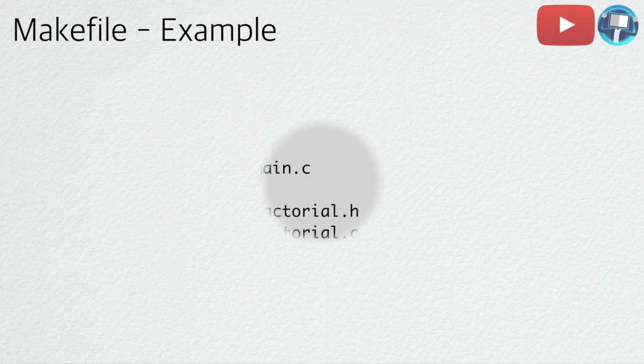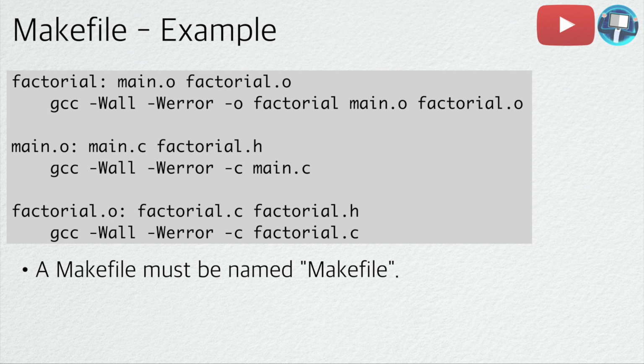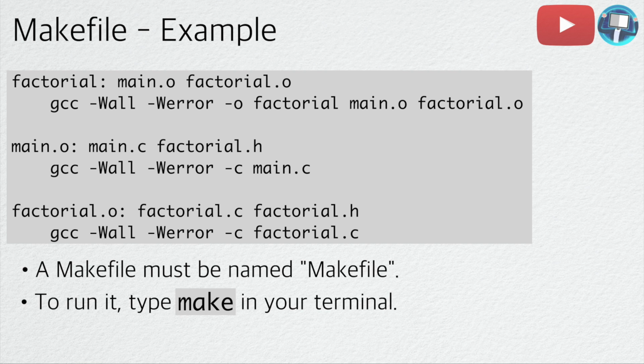Here is a Makefile for the factorial program. There are three rules in total. In the first rule, the target file is factorial. The prerequisites are main.o and factorial.o. And the command needed to generate factorial is located below, indented with a tab. The second and third rules specify the object files needed to build factorial. A makefile must be named makefile. To run it, simply type make in your terminal.